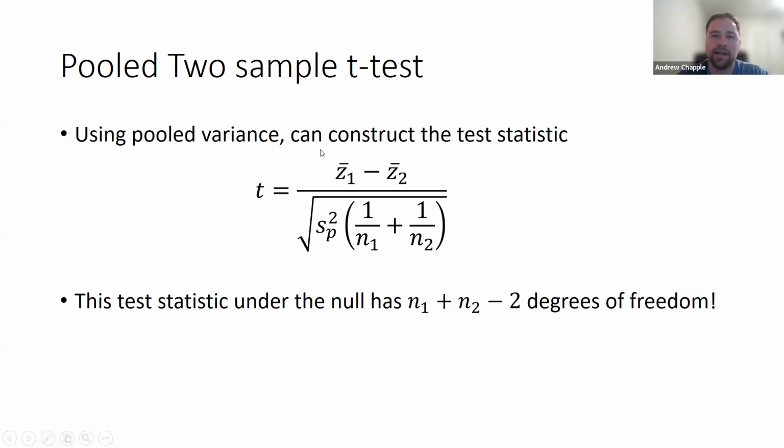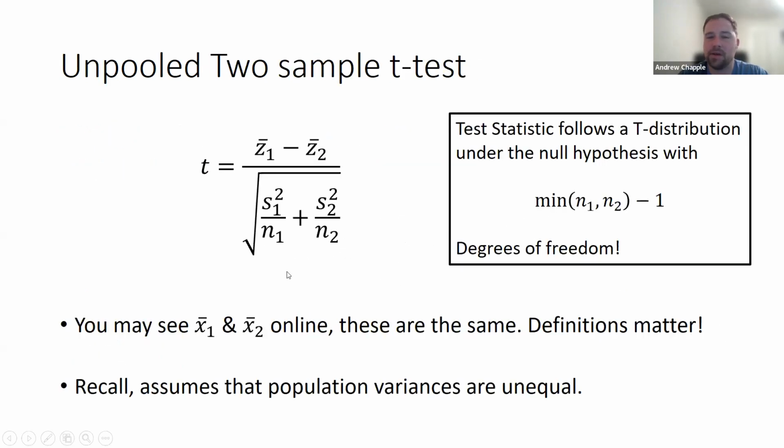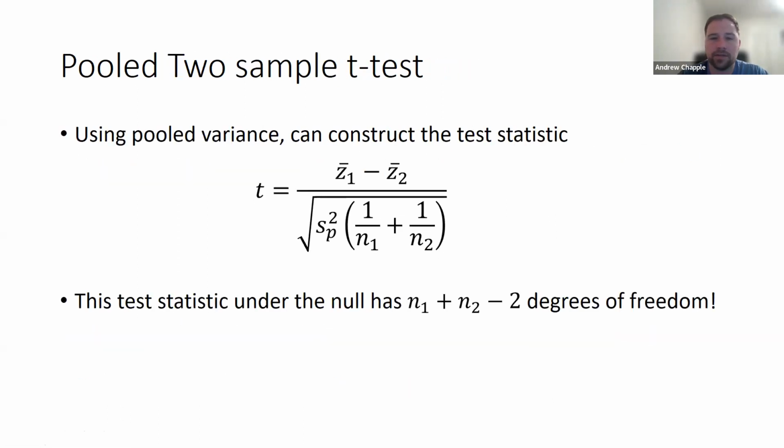And with the pooled variance, this is the test statistic. It's a little bit different. It's pretty similar, in the sense of this bottom here, if you took this and just replaced these S1 and S2 squared with SP squared, that would be exactly the same thing. So you can see that here, SP squared. This test statistic under the null has n1 plus n2 minus 2 degrees of freedom. So it has more degrees of freedom here, which generally means you're going to be more likely to reject the null.